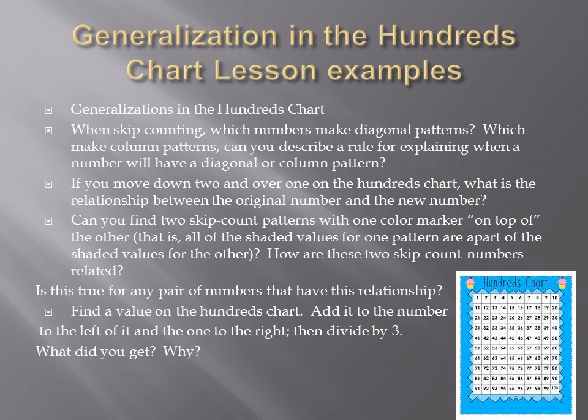Find a value on the hundred chart, add it to the number to the left of it and the one to the right, then divide by 3. What did you get and why? I added 52 plus 53 plus 54, and I got 159. Then I divided it by 3, and I got 53.